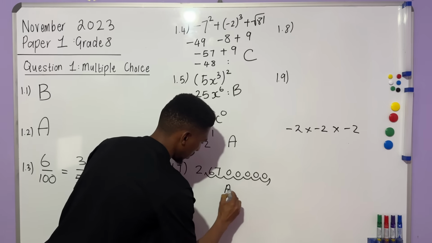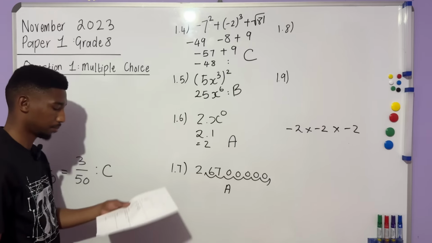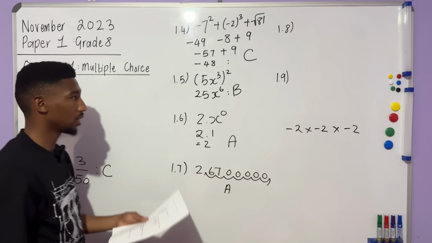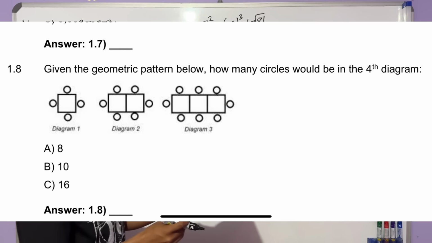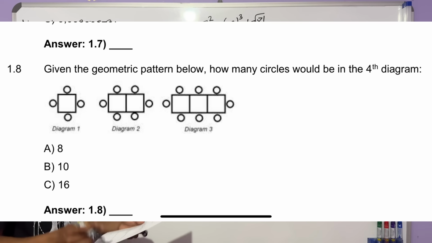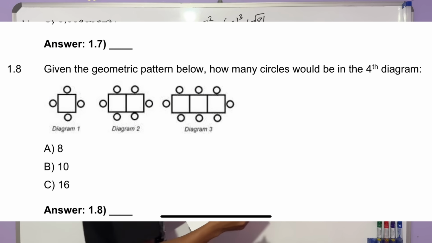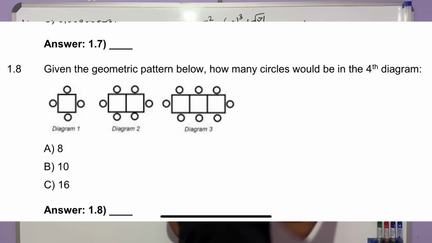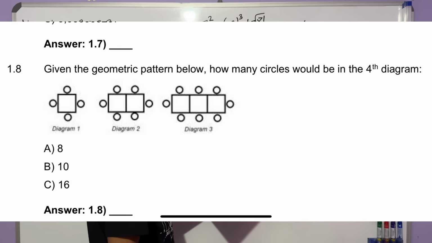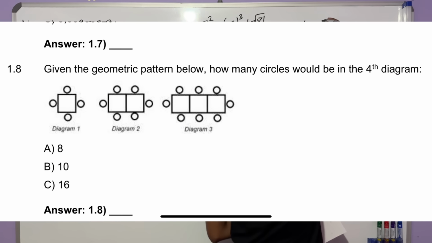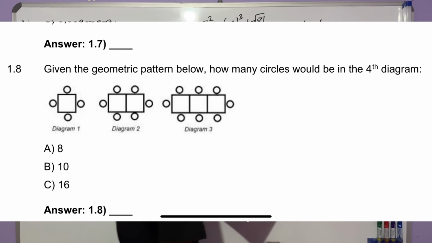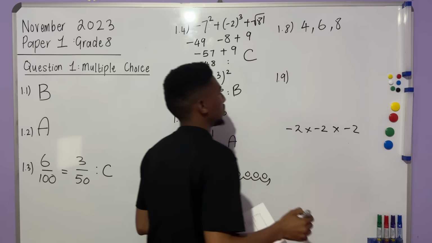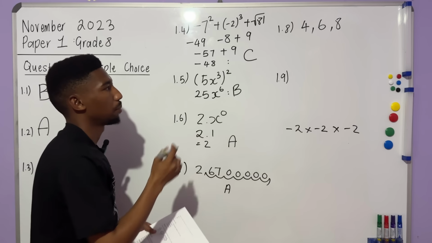Answer there, 1.7 is A. 1.8. Given the geometric pattern below, how many circles would be in the fourth diagram? In diagram 1, we have 4 circles. In diagram 2, we have 6 circles. And in diagram 3, we have 8 circles. We can already see that it is a pattern of plus 2.